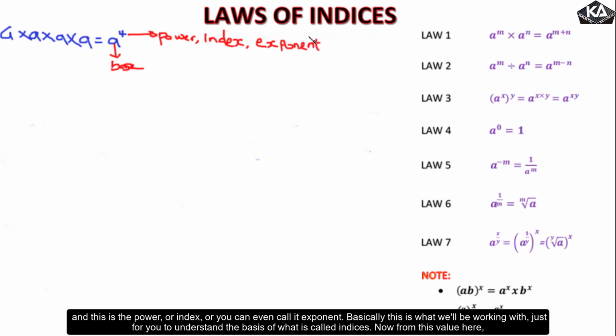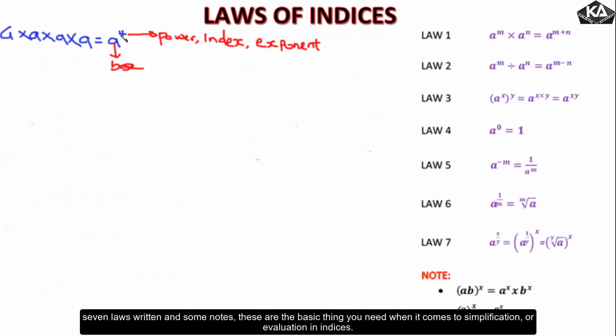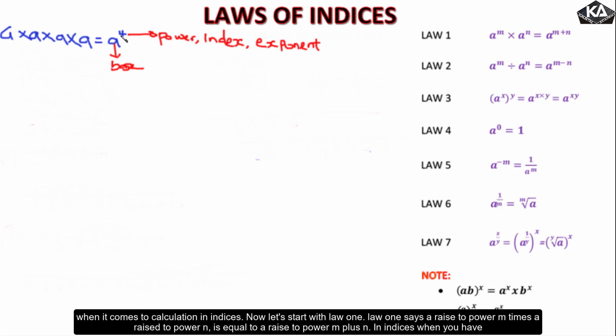Basically, this is what we'll be working with, just for you to understand the basics of what is called indices. From this value here, a raised to power 4, the a is the base, while the 4 is called power, index, or exponent, because the 4 is a superscript number. Now let's go into the laws of indices in full. From the screen, you see 7 laws written and some notes. These are the basic things you need when it comes to simplification, evaluation, and calculation in indices.